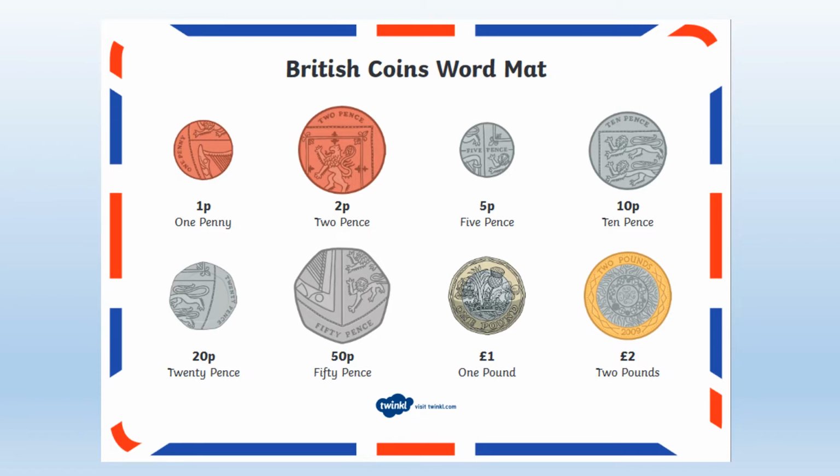There is a word map with the different coins that we use in Britain. They start with 1p and go up to £2. You'll notice there isn't a coin for every number, so there is no 3p or 6p, for example. Have a look at the different shapes and sizes. Remember that there are different colour coins, and the silver coins are in the middle, the bronze at the bottom, and then the gold coloured ones are at the top.